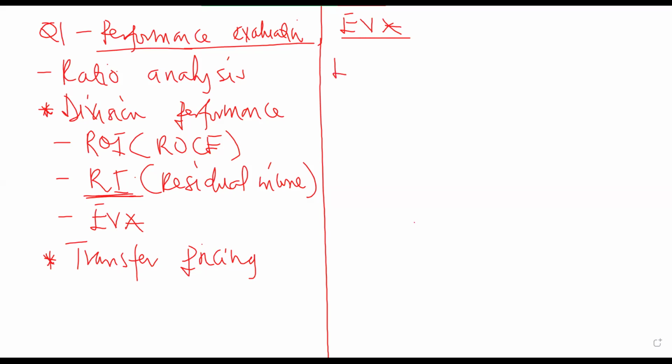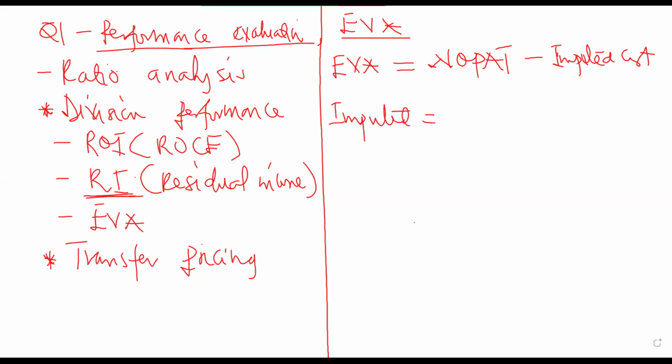So this is calculated as, we have what we call the NOPAT, that is net operating profit after tax, minus what we call the notional interest, or someone can call it imputed cost, or the notional cost. How do we calculate the imputed cost? You look at your capital employed multiplied by the WACC of the organization.